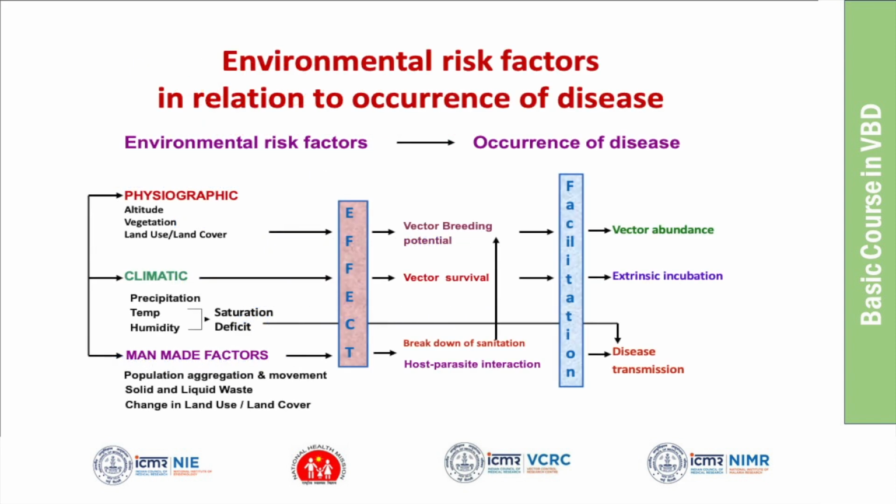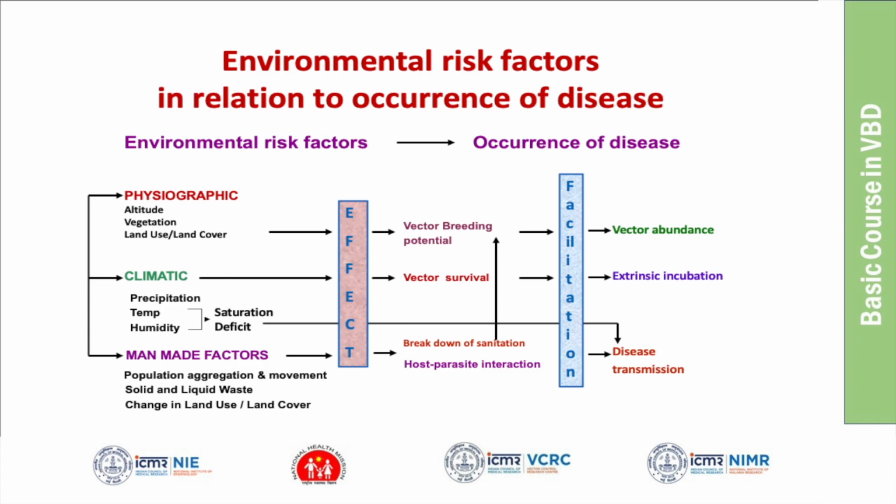Here, there are three major factors. One is physiographic factors. Second is the climatic factors. Third is the man-made factors. And here, we are going to concentrate on the first two, but we should know what the third factor is and how it contributes to the disease transmission. First, physiographic factors, that is altitude, vegetation, land use, land cover, are responsible for vector breeding potential. Hope you all agree and realize.